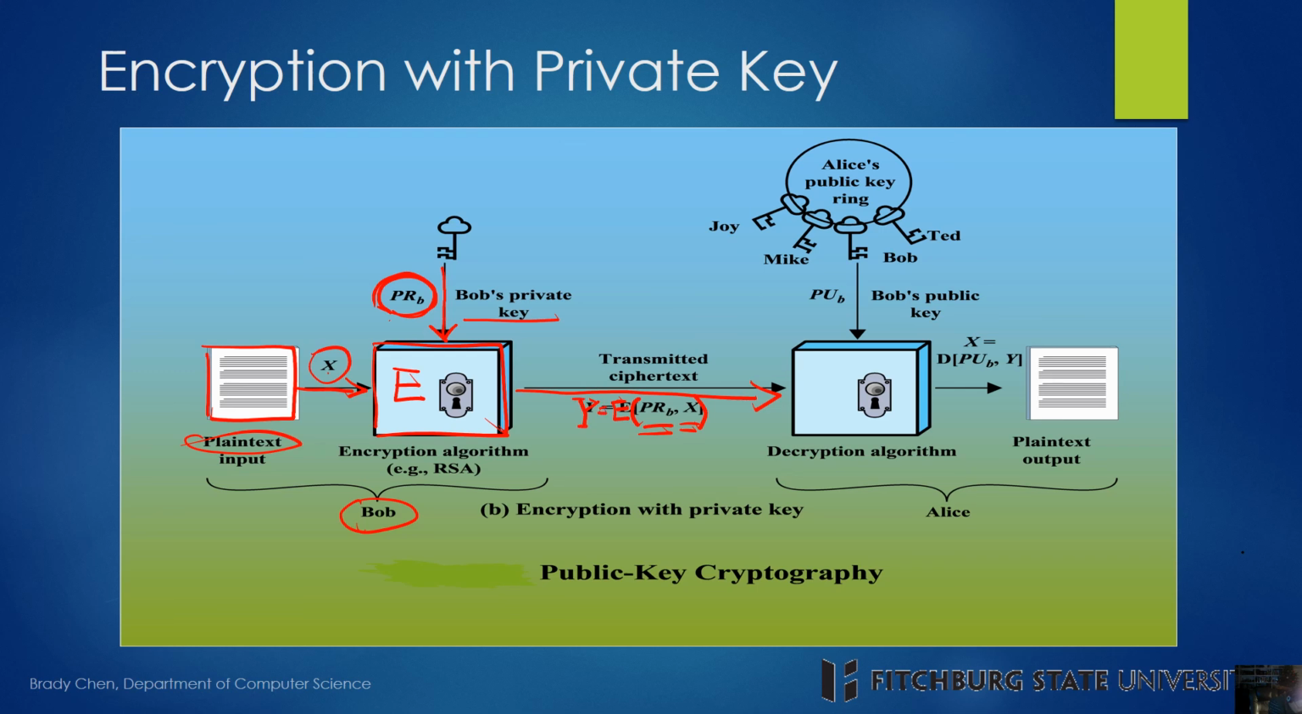and Bob generates the ciphertext, and then Bob sends the ciphertext to Alice. Okay, so when Alice receives this ciphertext Y, Alice wants to decrypt the message. Now what is Alice going to do? Because the message was encrypted using Bob's private key, Alice has to pick up Bob's public key to decrypt the message. Okay, so that's Bob's public key. Okay.